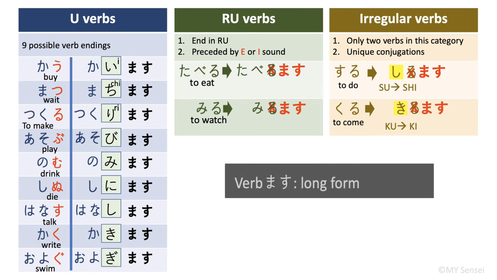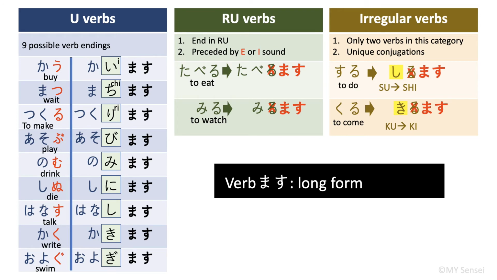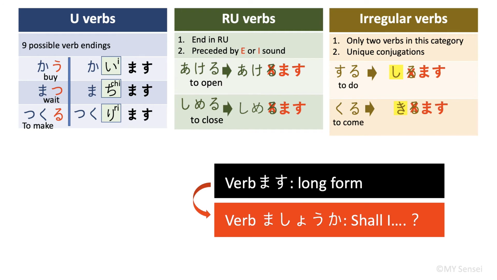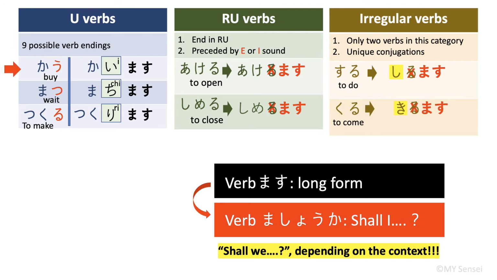Mas forms are the long forms used in polite speech. When we change mas to mashou forms, we have changed verbs from long forms to shall I. It can also mean shall we depending on the context. Here we will use them as shall I to offer one's assistance. For example, 買います means I will buy something. 買いましょうか means shall I buy it for you.